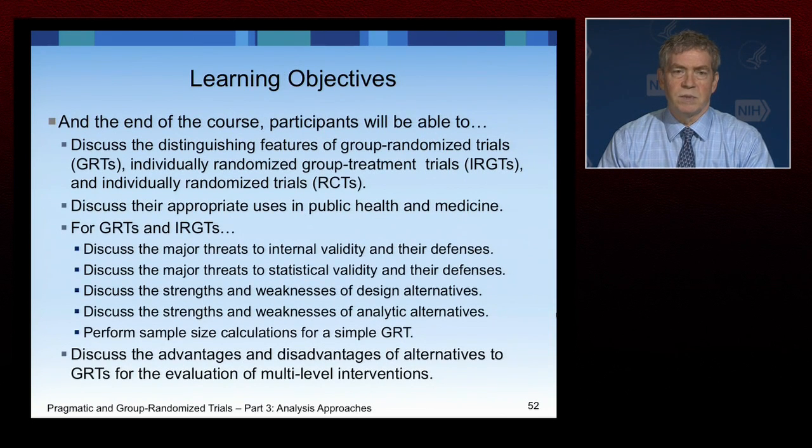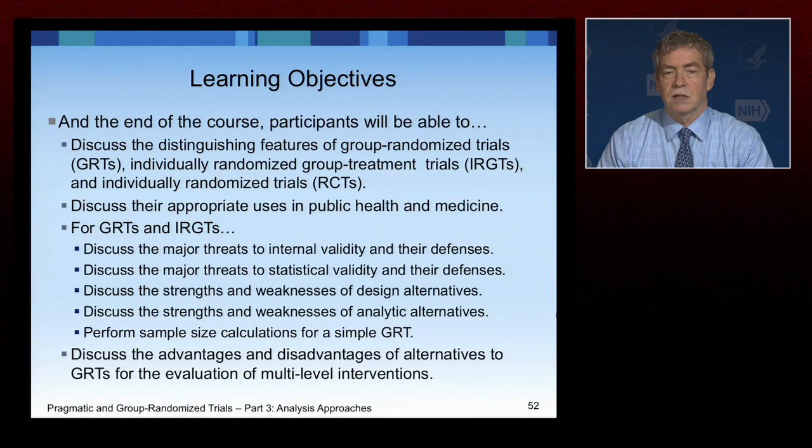At the end of the course, participants will be able to discuss the distinguishing features of group randomized trials and individually randomized group treatment trials and how they differ from individually randomized trials. We want participants to be able to discuss their appropriate uses in public health and medicine, and for group randomized and individually randomized group treatment trials to discuss the major threats to internal validity and their defenses, also to statistical validity and their defenses, to discuss the strengths and weaknesses of design alternatives and analytic alternatives, and to perform simple calculations for group randomized trials in terms of sample size calculations.